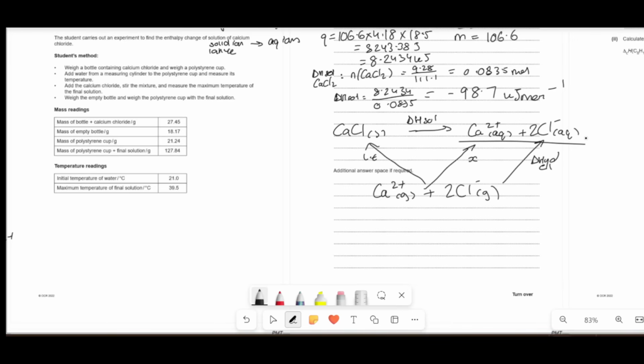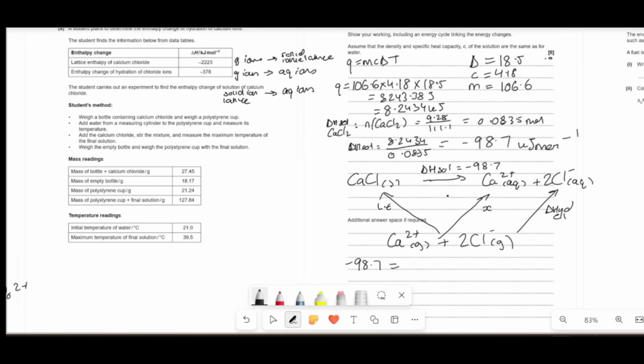So we're starting here, we're finishing here, that enthalpy change is minus 98.7, or the enthalpy of solution. So it doesn't matter if we went all the way around here, it's still going to equal that. So therefore, we can say that this overall reaction, minus 98.7 equals, so the lattice enthalpy, remember, is this to this, but we're going the opposite way now. So it's going to be the other way around.